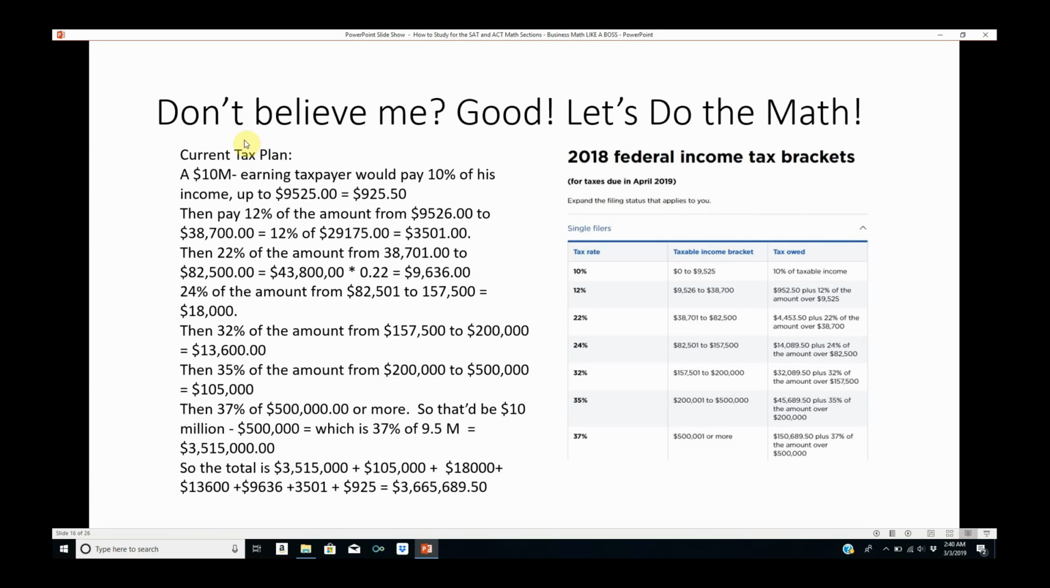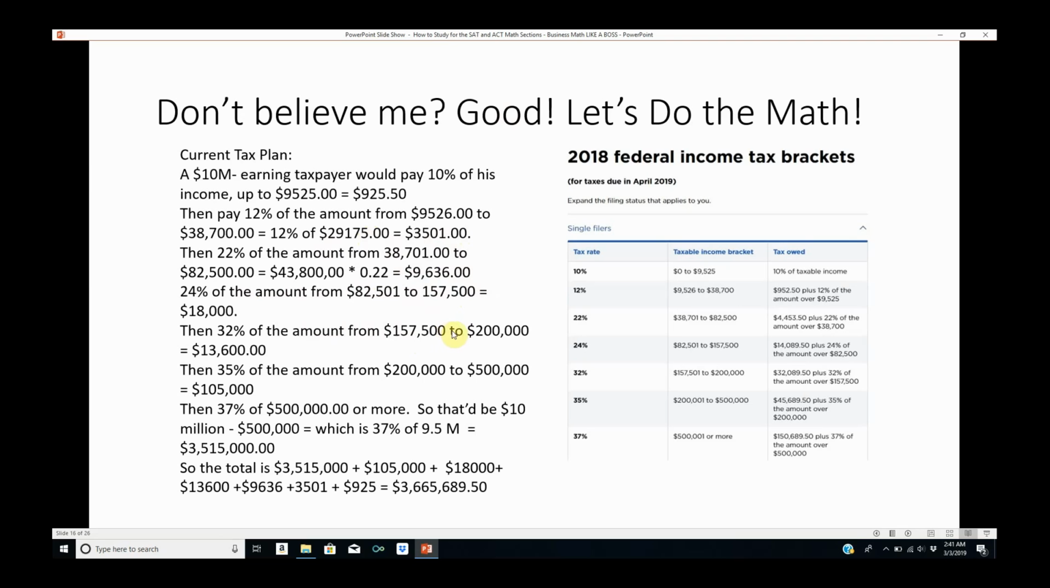Under the current tax plan, a $10 million earning taxpayer would pay 10% of their income up to $9,525, which is $952.50. So that's the same as anyone. Then 12% of the amount from $9,526 to $38,700, which is 12% of $29,175, which is $3,501. Then you pay 22% of the amount from $38,701 to $82,500, which is $43,800 times 22%, which is $9,636. 24% of the amount from $82,501 to $157,500, which is $18,000.